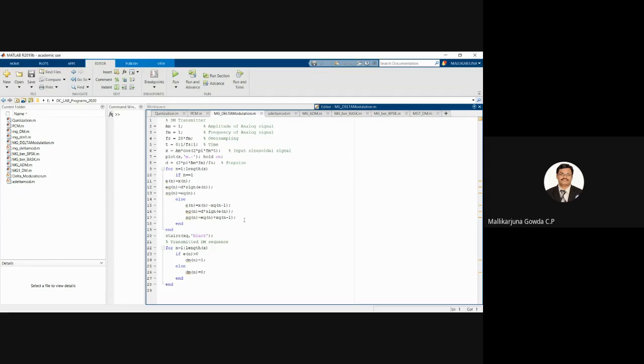Then another input is what? Delayed version of the prediction filter output, right? That is xq of n minus 1. That is what is written here. I hope this equation is clear.